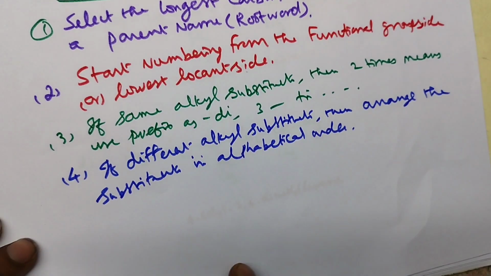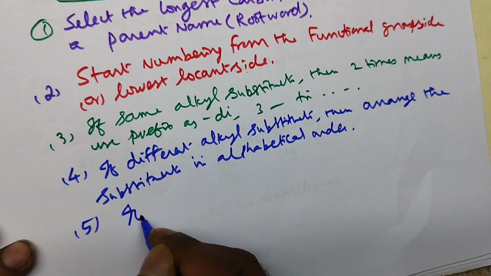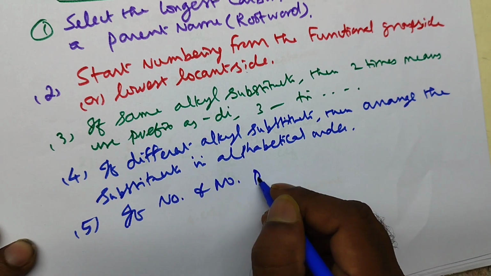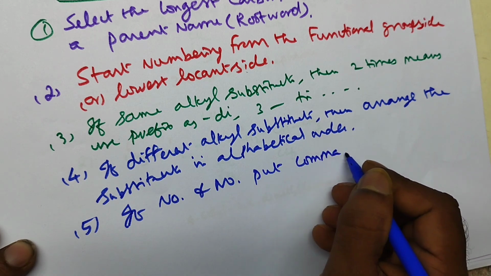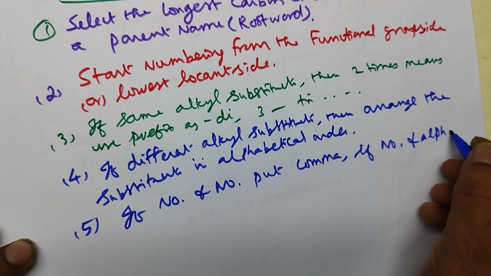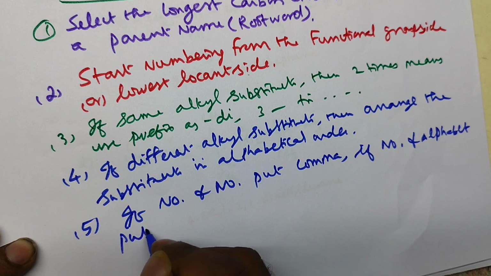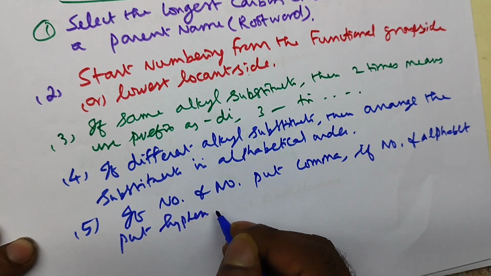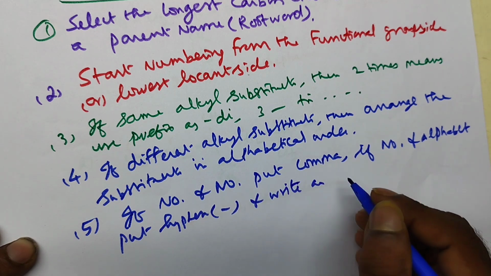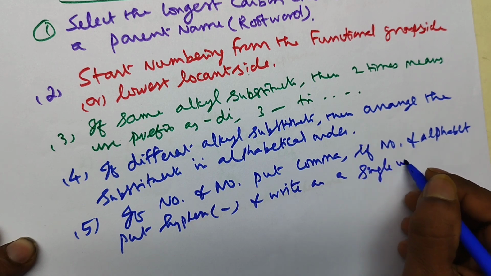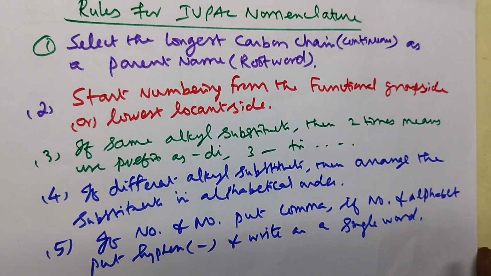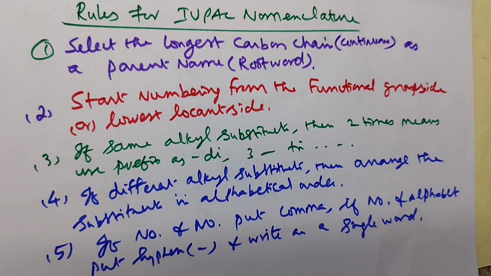And the last one, that's the fifth one. While writing the IUPAC nomenclature, if number and number, put a comma. If number and alphabet, put a hyphen. Just like this. And the whole thing you have to write as a single word. So this is the way of writing the IUPAC nomenclature for all organic compounds.